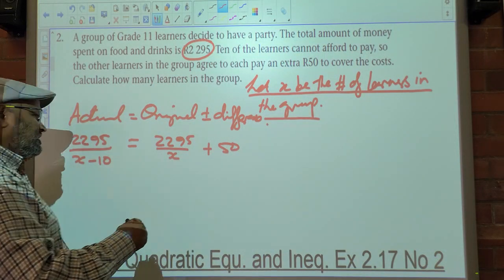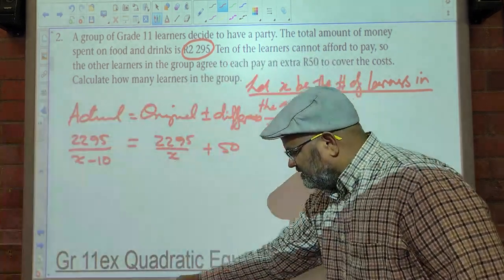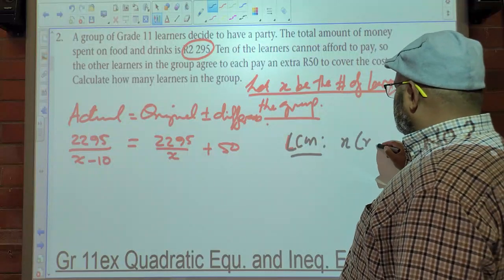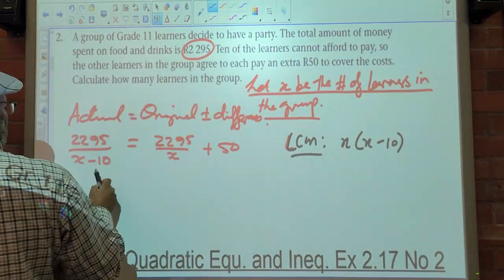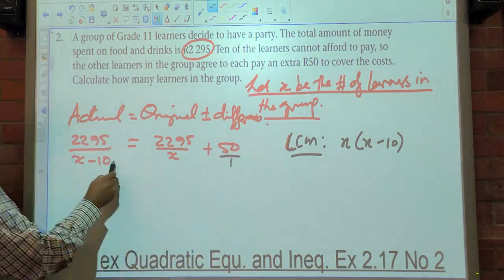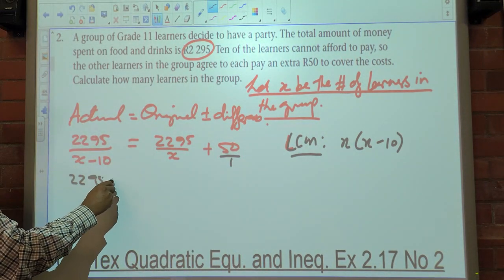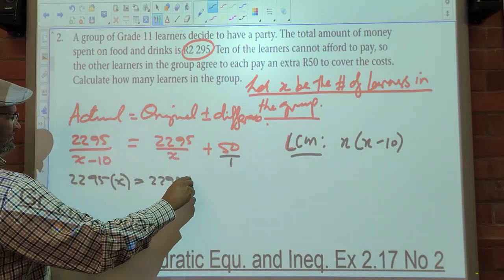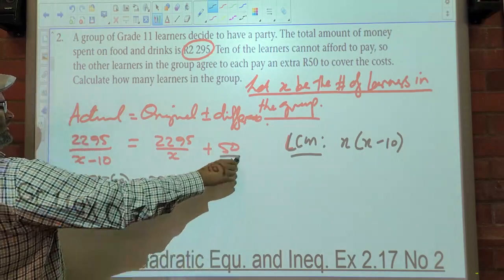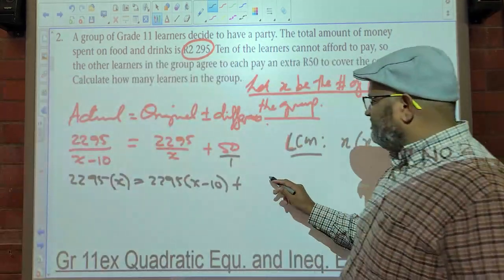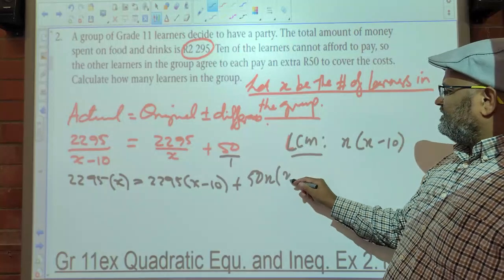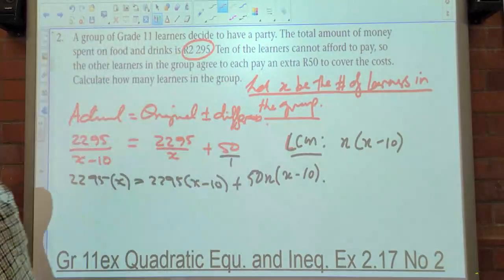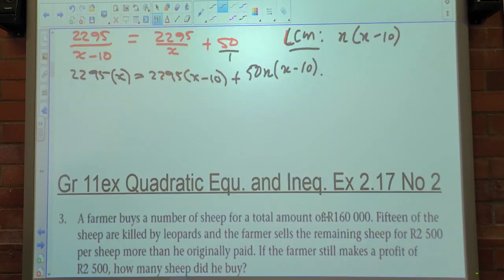Alright. People, what's my LCM here? LCM is x into x minus 10. Right. So what must this fraction be multiplied by? X. So it's 2295 into x. This must be multiplied by x minus 10. This must be multiplied by the whole LCM. So it's 50x into x minus 10. So from here, this is a matter of solving for x. Let's go with it.